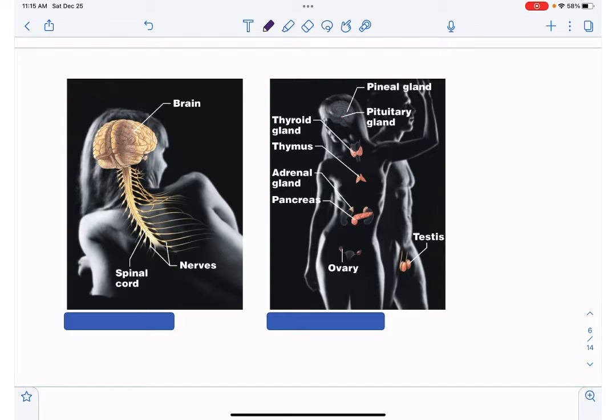What about this organ system? The brain, the spinal cord, the nerves, and all the different types of neurons that run through there. This is the nervous system, and we're going to spend a lot of time on the nervous system because the nervous system is basically controlling most things that go on in the body. All the other organ systems, to some level, to some extent, are controlled by the nervous system.